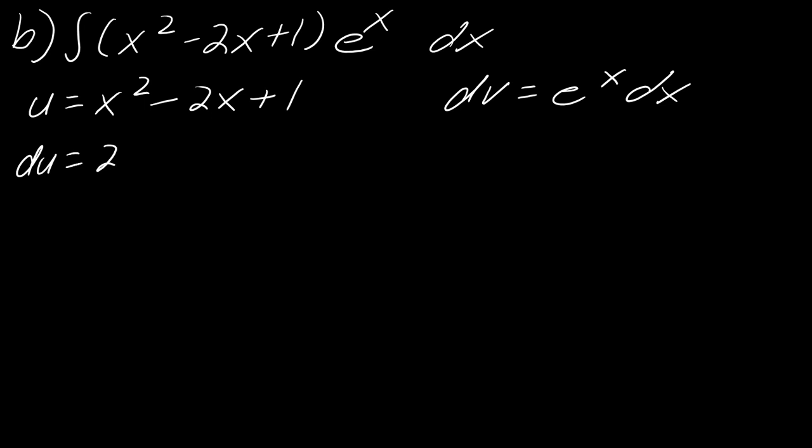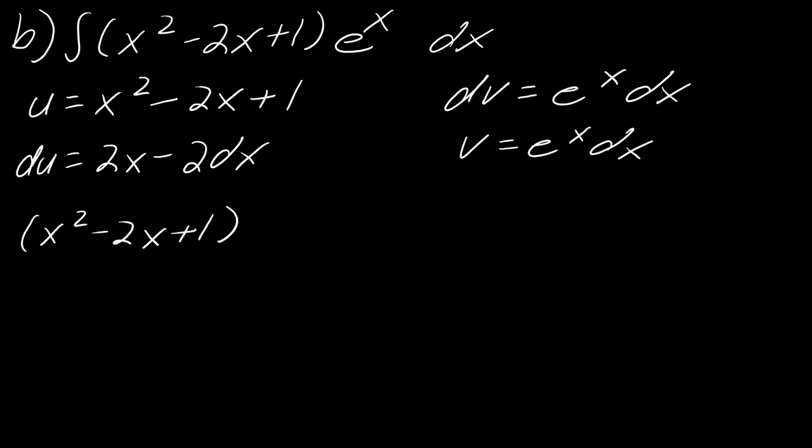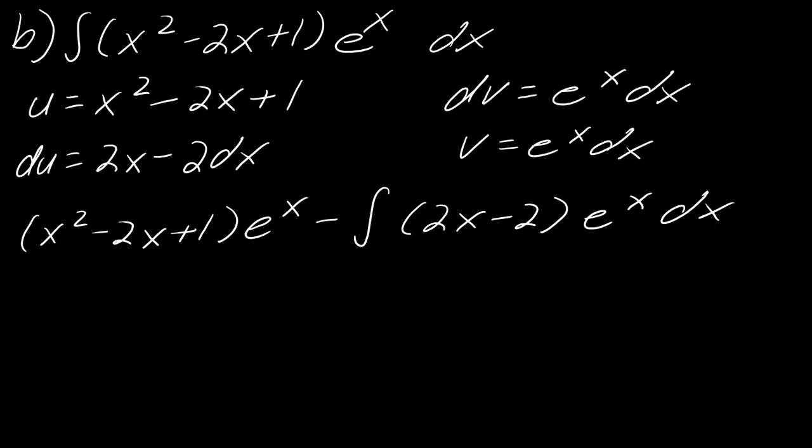So my du will be 2x minus 2 dx, and then my v is e to the x. So I'm going to have uv, that's x squared minus 2x plus 1 times e to the x, minus v du. That's going to be 2x minus 2 times e to the x dx. Oops, I'm sorry, I threw an extra dx in here, my bad. Now that I'm here, you can see we're making progress on integrating, because instead of having something that's x squared, I have 2x minus 2. So we're just going to repeat the process.